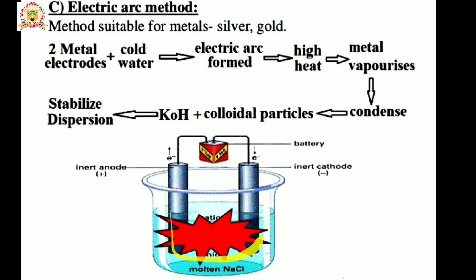See this tank containing water, with an electric arc struck between the two electrodes. These two ends are connected to the battery, one is the anode and the other is the cathode. It will produce the electric arc. The electric arc will generate a tremendous amount of heat. This heat will be condensed with the ice cold water. Then it will produce the sols of the suitable electrodes.